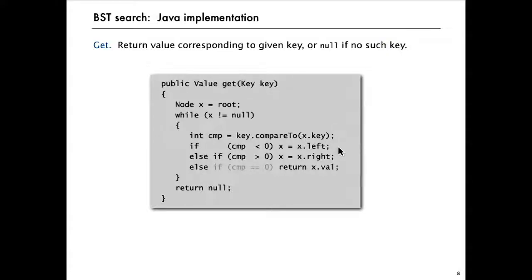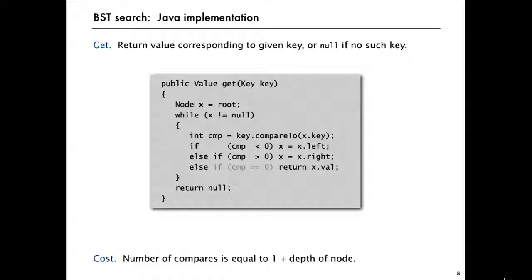If our search key is less, we go to the left. If it's greater, we go to the right. And if it's equal, and we don't even have to test that, that's why it's in gray. If it's not less or greater, it has to be equal. Then we return the value right at that node. If we get to the bottom and our current node is null, and that's falling off the bottom of the tree, we return null. And that's equivalent to saying by our convention that that key is not in our data structure, or not in our symbol table. So that's a very straightforward implementation of the get operation for symbol tables with a binary search tree representation.